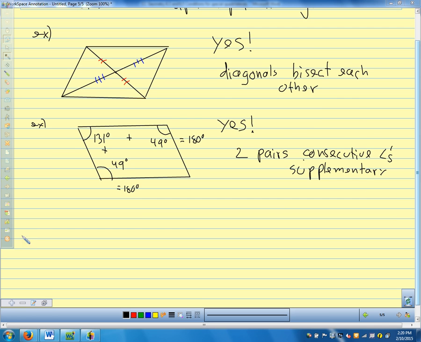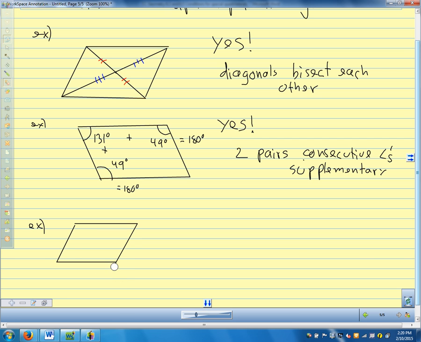All right, hopefully this last one's easy. Is that a parallelogram? Yes? And why would that be a parallelogram? Two pairs of opposite sides congruent.